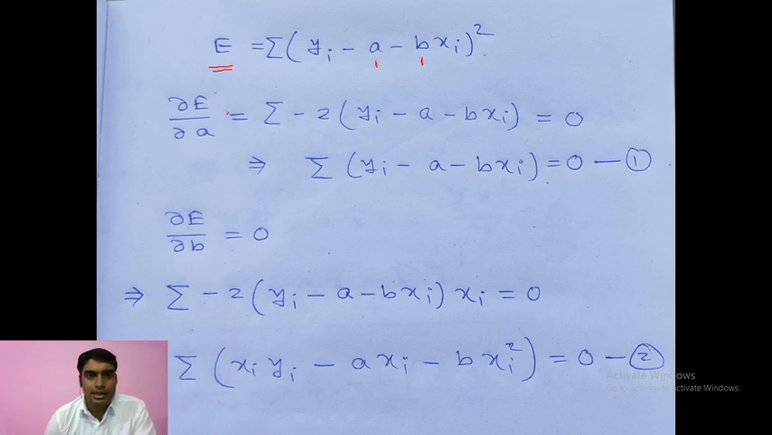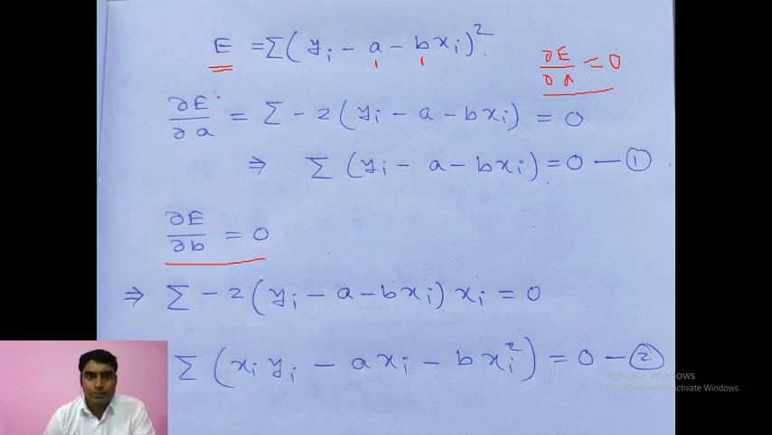So I will take the partial derivative of e, that is del e by del a, and this should be equal to 0. This is the first condition, to find the minimum. The next one is del e by del b, which should also be 0. So these are the first two conditions required.